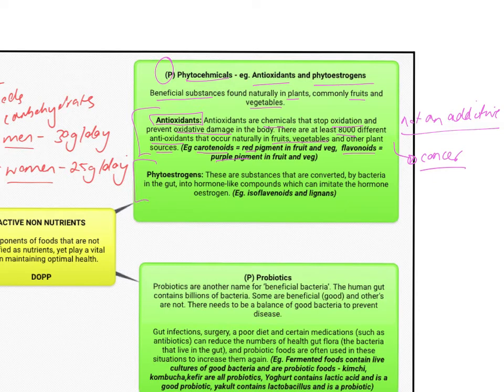Now, another type of phytochemical is a phytoestrogen. Now, these are substances that are converted by bacteria in the gut into hormone-like compounds which can imitate the hormone estrogen. These are, for example, isoflavonoids and lignans.